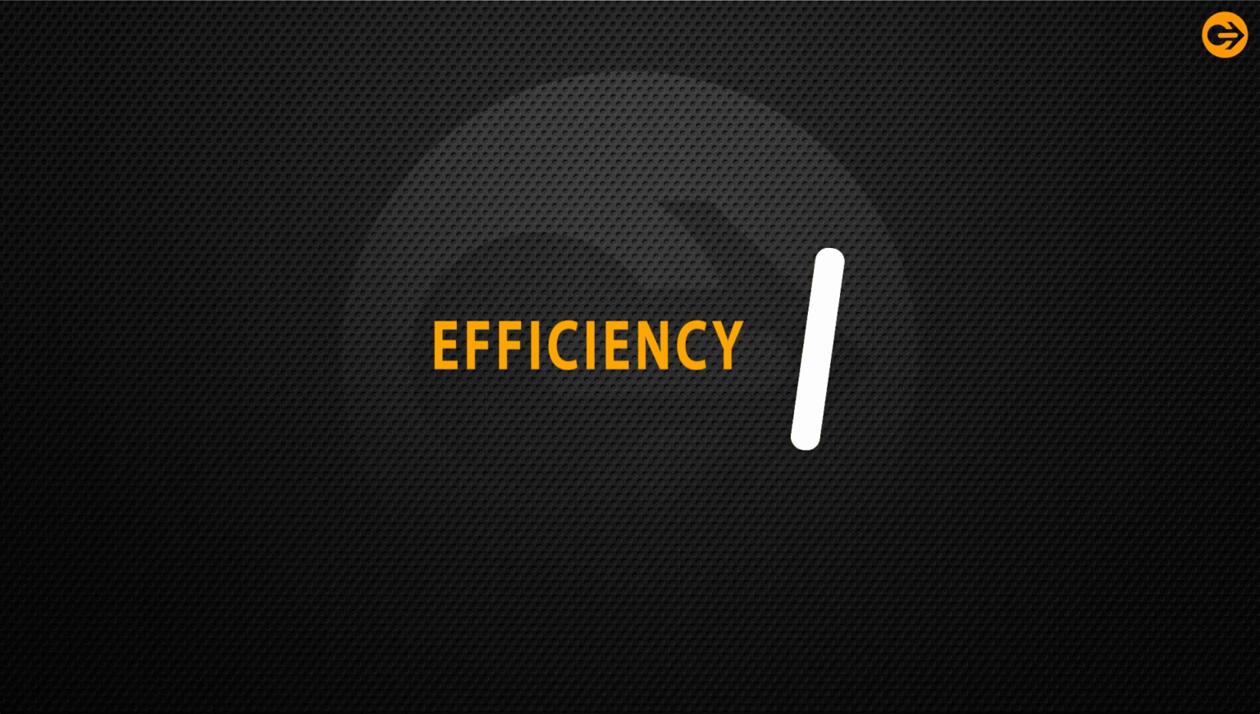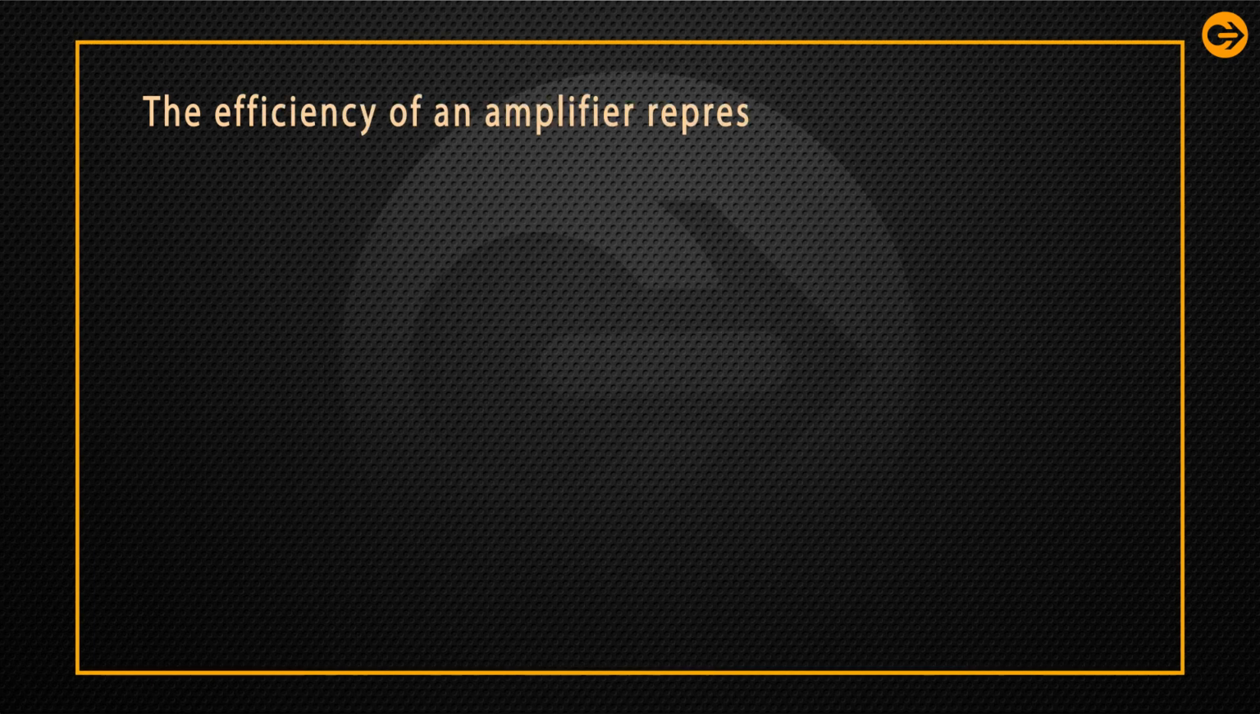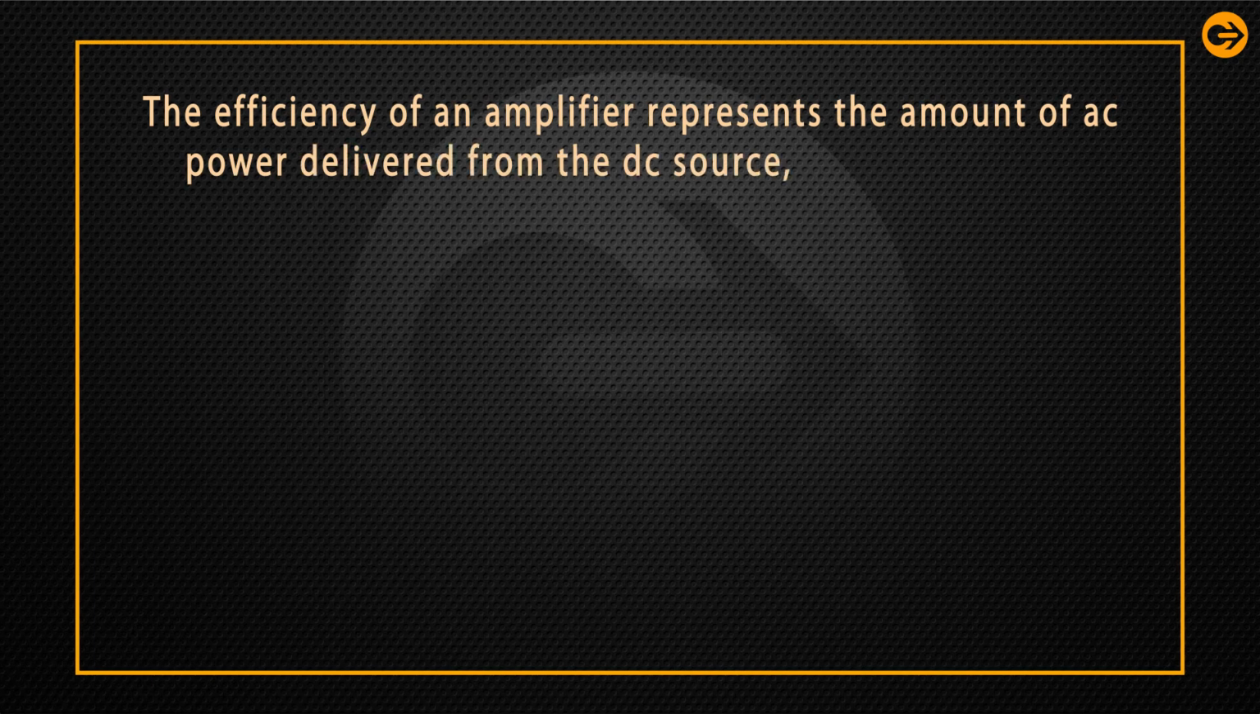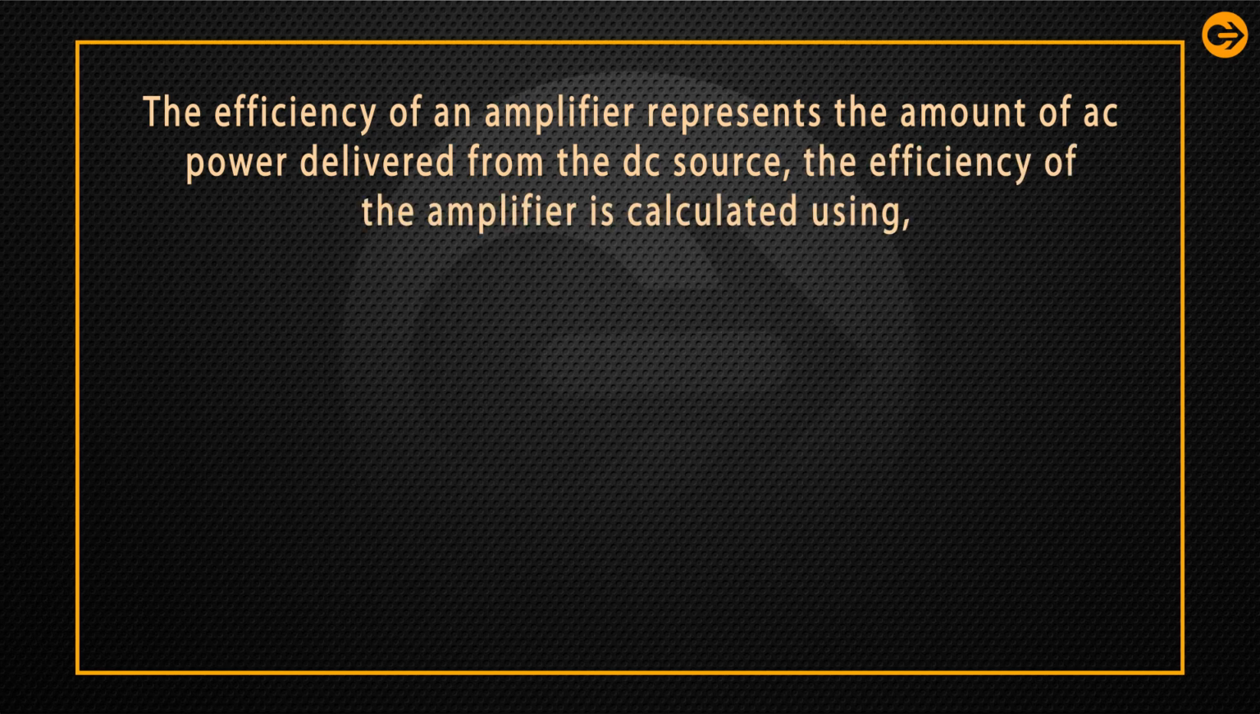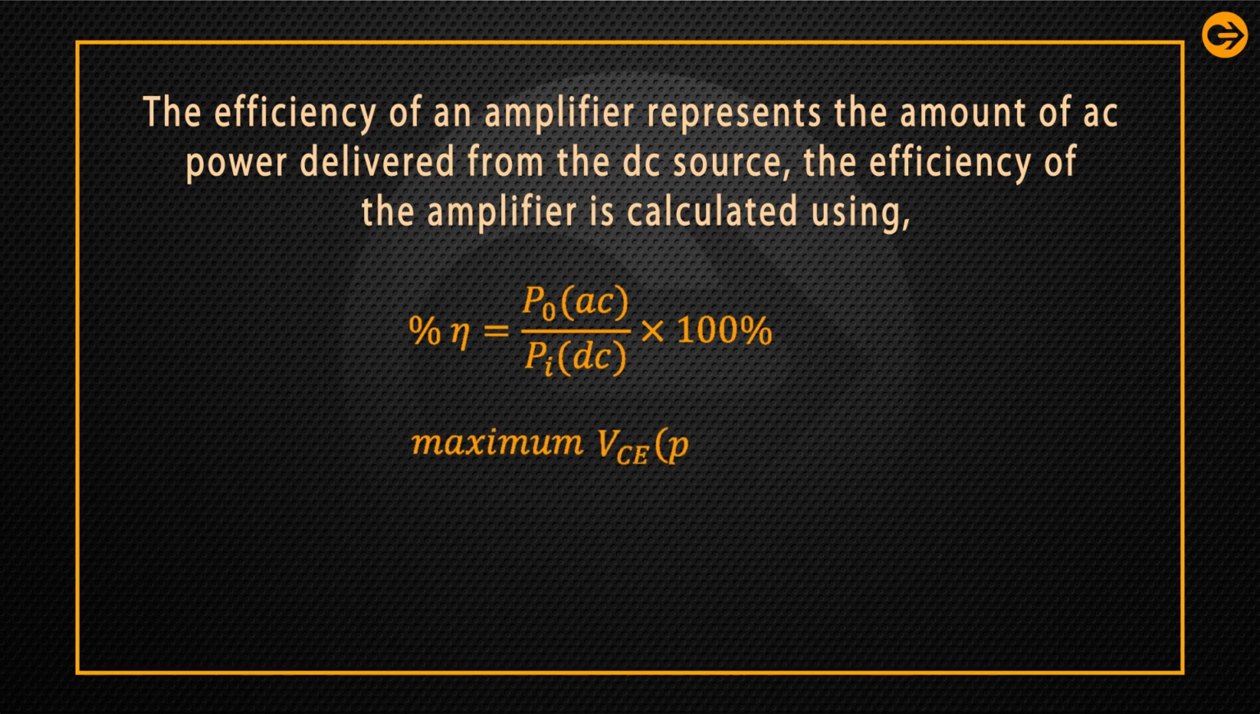Now the efficiency. The efficiency of an amplifier represents the amount of AC power delivered from the DC source. The efficiency of the amplifier is calculated as percentage eta equal to Po(AC) by Pi(DC) multiplied by 100%. For a Class A amplifier, the maximum efficiency can be determined using the maximum voltage and current swings. For the voltage swing, maximum VCE(p-p) is equal to VCC. For the current swing, maximum IC(p-p) is equal to VCC by RC.